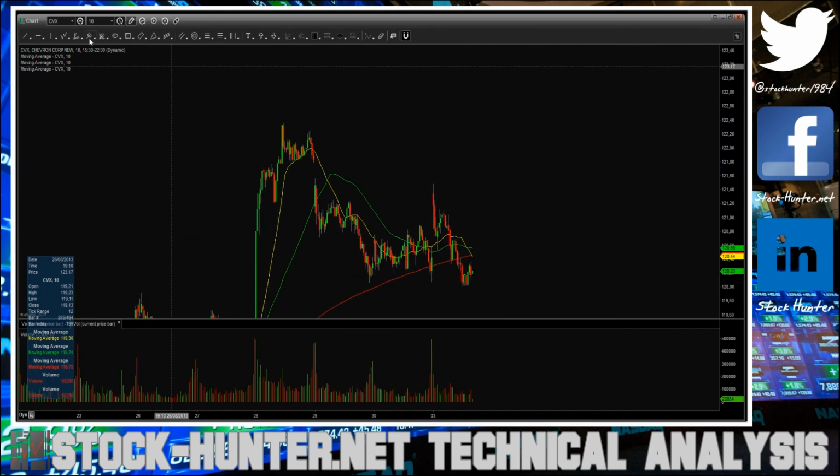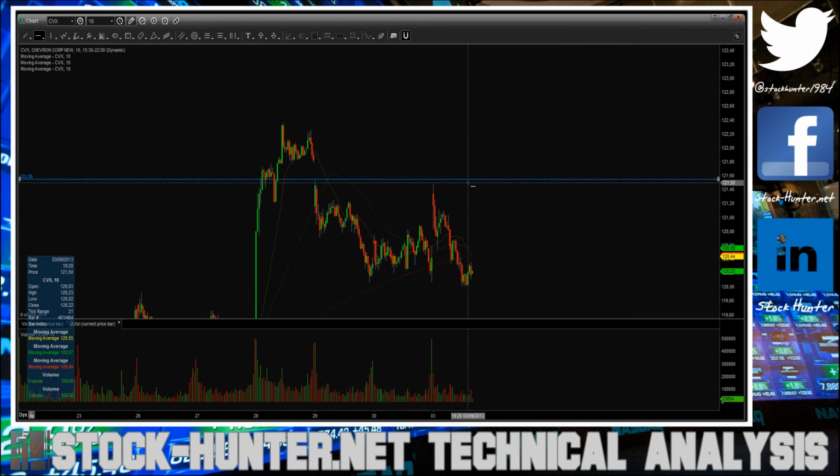On the upside, first resistance that I see, we have this area, this double top from today, just above it this gap fill 121.81, and then this double top high around 122.33.